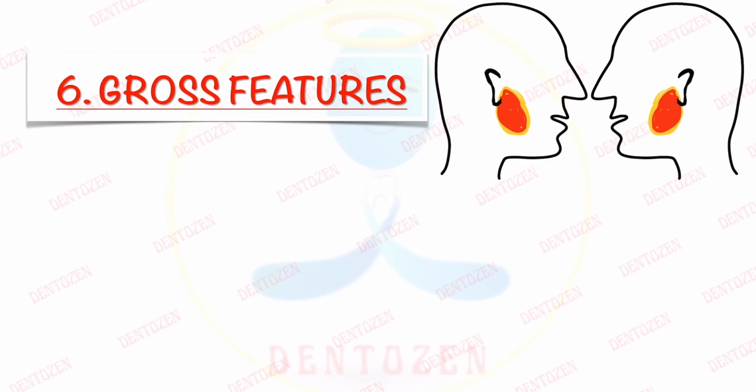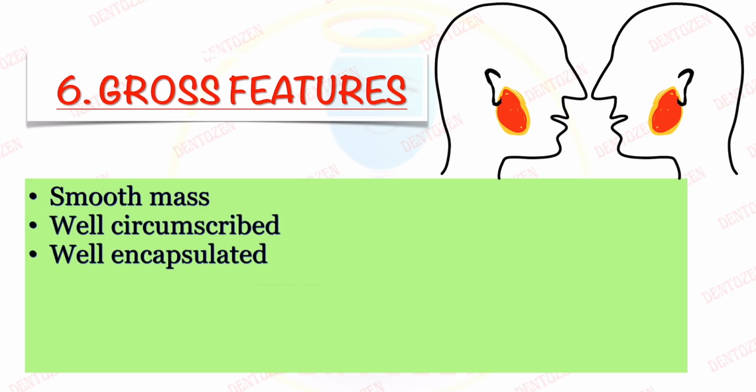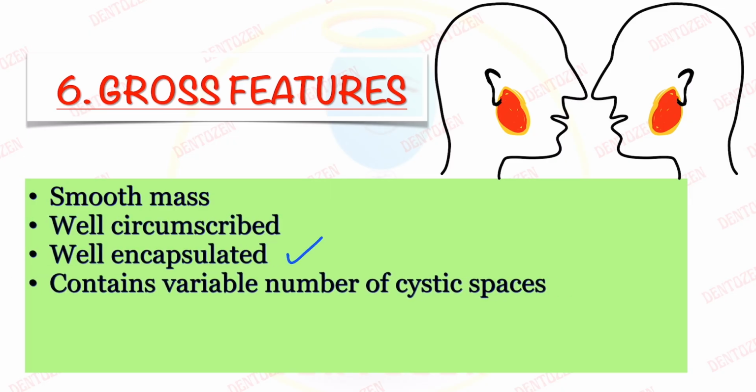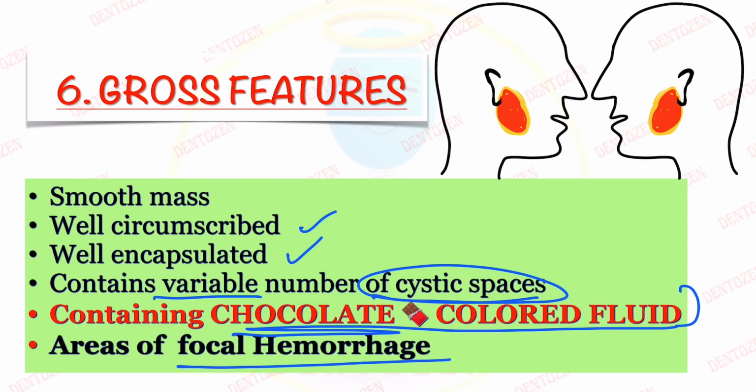Now, gross features. When we cut this excised tumor, we see a smooth mass, well circumscribed and well encapsulated, and it will contain a variable number of cystic spaces. But what is present inside these cystic spaces? That will be your important viva question. These cystic spaces contain chocolate colored fluid. It may be asked, what colored fluid is found in Warthin's tumor? So it's chocolate colored fluid. And we can also see areas of hemorrhage.